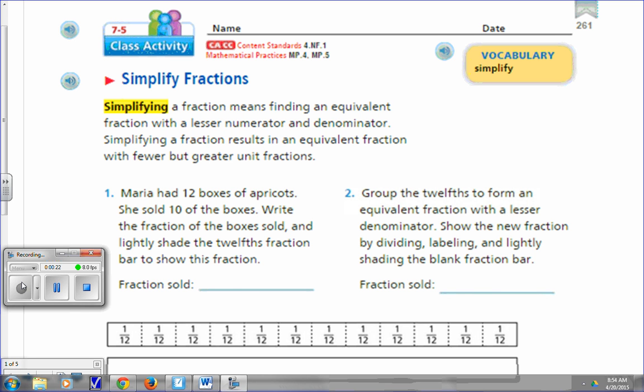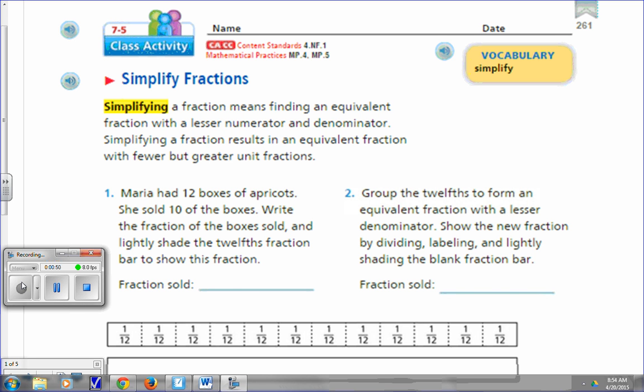Simplifying a fraction means finding an equivalent fraction with a lesser numerator and denominator. Simplifying a fraction results in an equivalent fraction with fewer but greater unit fractions. That sounds, I'm sure, on a Monday morning like, wah, wah, wah. Yeah? Okay. Basically what it's saying is, if you see how there's 12ths here? You see all these 12ths?